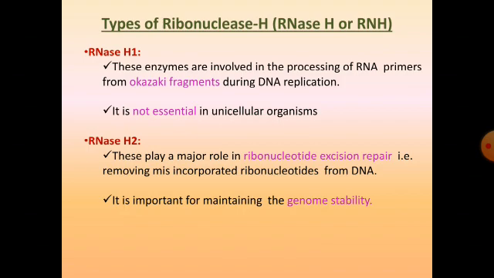RNase H1, that is type 1. These enzymes are involved in the processing of RNA primers from Okazaki fragments during DNA replication, and it is not essential in unicellular organisms. Then type 2, RNase H2. These play a major role in ribonucleotide excision repair, that is, removing misincorporated ribonucleotides from DNA. It is important for maintaining genome stability.